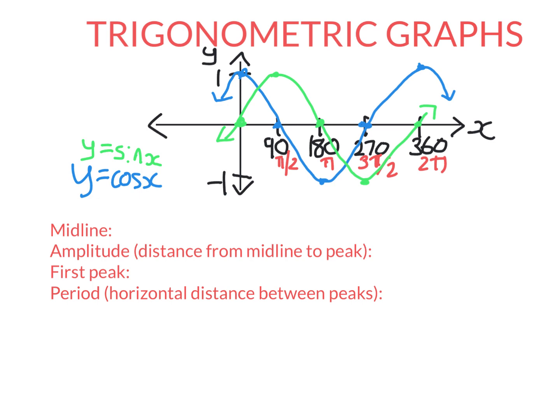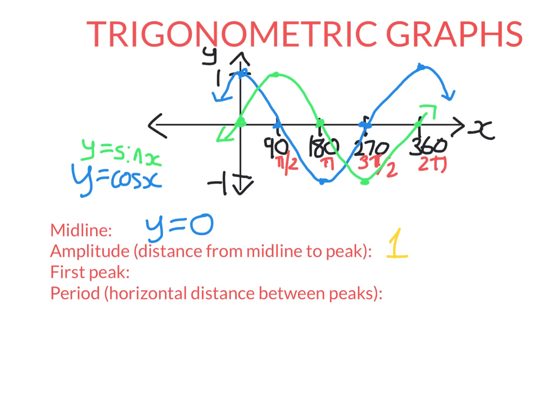Both of these graphs have a midline. They have something that goes right through the center of the graph, and that's the x-axis here. Of course, the x-axis has equation y equals 0. The amplitude of the graph is the distance from the midline to the peak. So the distance vertically is 1. It only ever goes 1 up from the midline, that's as high as it goes, and as low as it goes is 1 down from the midline. Because it goes between 1 up and 1 down, we say the amplitude is 1.